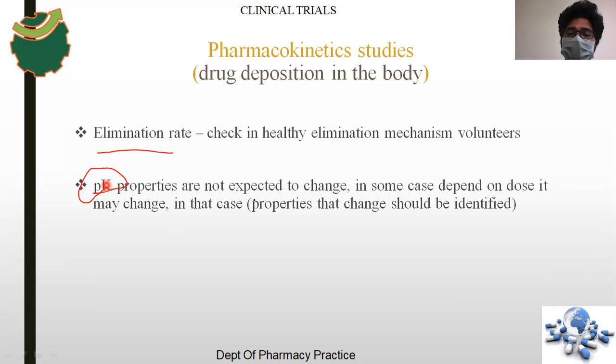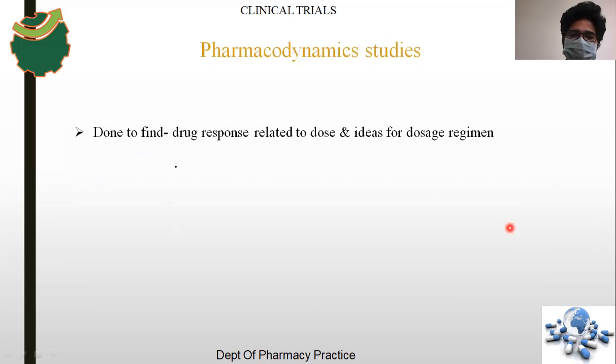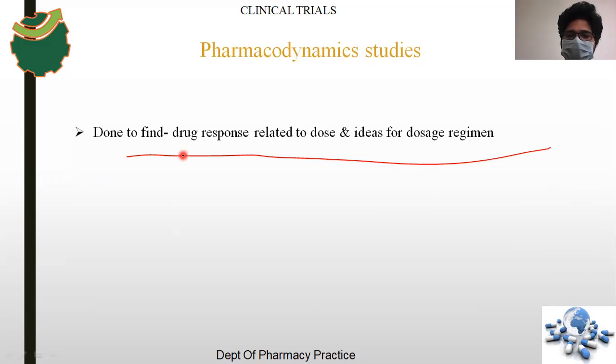So if in case there are changes in any kind of people, those changes should be noted and we should find out why there is a change. Is it because of the person's different physiology, or is it because the patient has an unknown disease condition which is interfering with our studies? That should be taken care of. Next is your pharmacodynamics. So this one we are going to see to find out the dose response related to the dose and the basis for the dosage regimen.